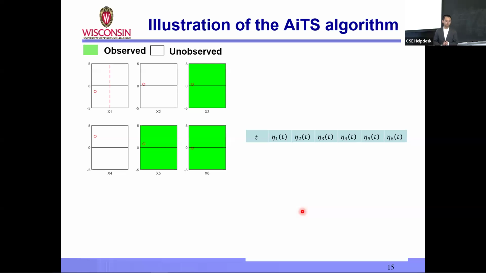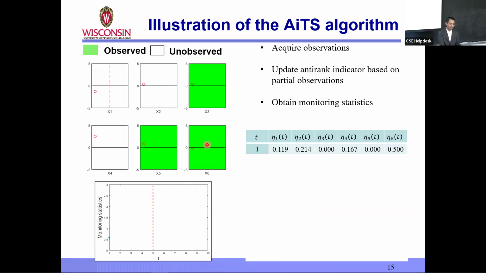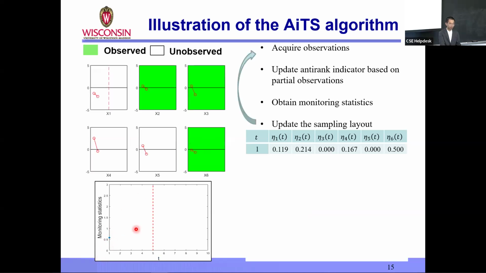So here is a demonstration of our proposed method. Suppose we have 6 variables in total, and only 3 variables are observable at each time. So we first acquire observations, then we update the anti-rank indicator based on the observations. And then we can calculate the monitoring statistic right here. And we update the sampling layout.